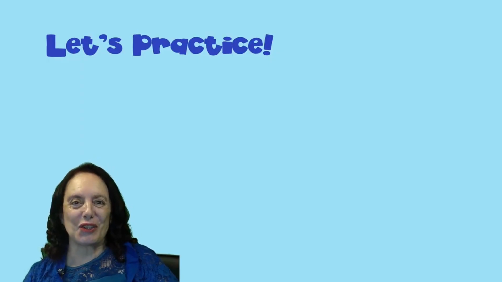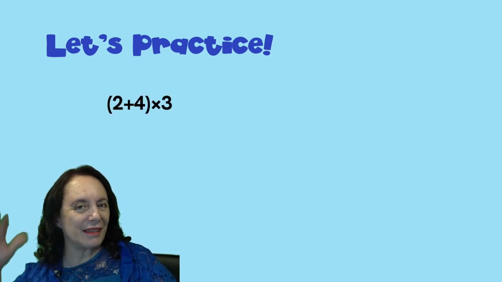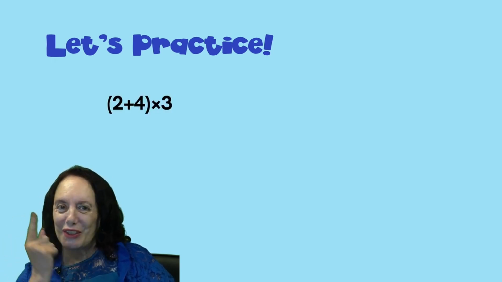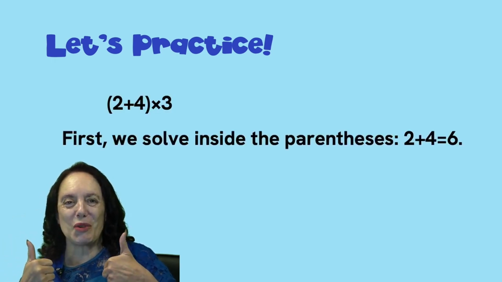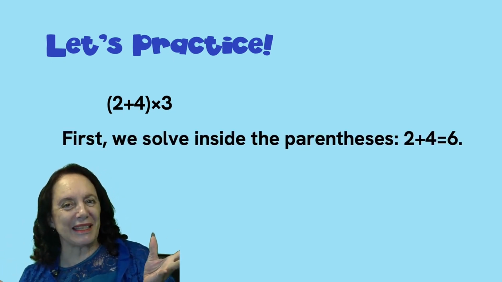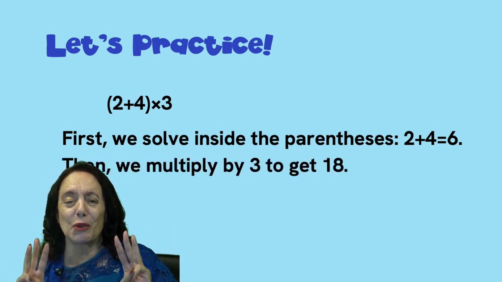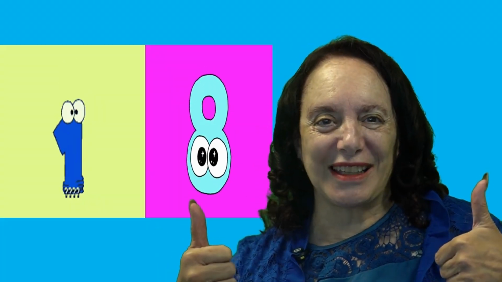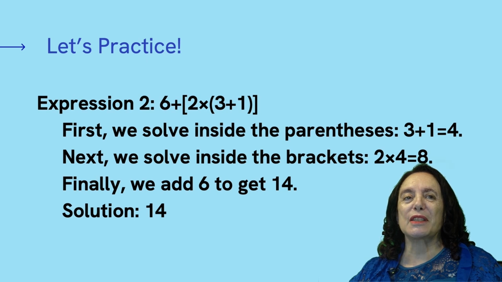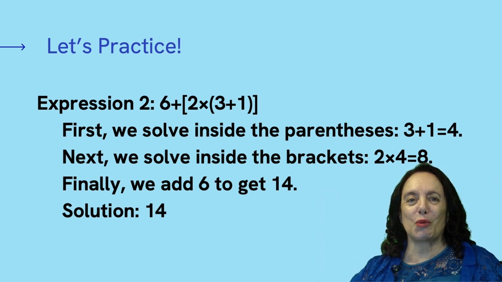And now, kids, it's your turn. What do we do first if we have (2 plus 4) times 3? What do we do first? You got it. First, we do the parentheses. So what is 2 plus 4? Oh, that's easy peasy. You know that that's 6. Now we have 6 times 3, which is 18.